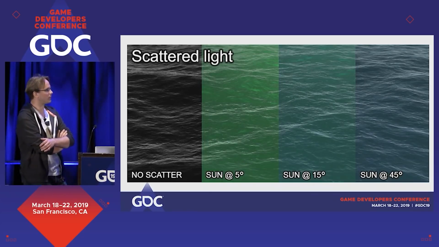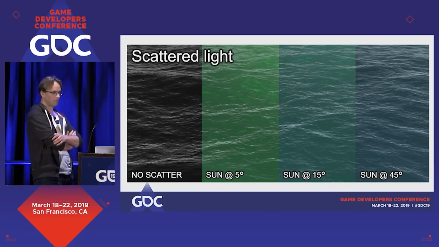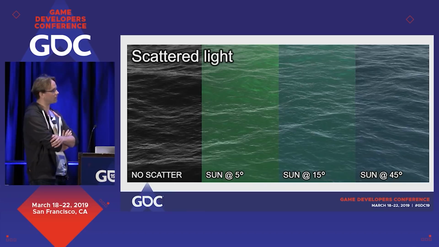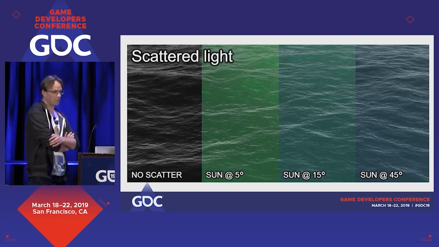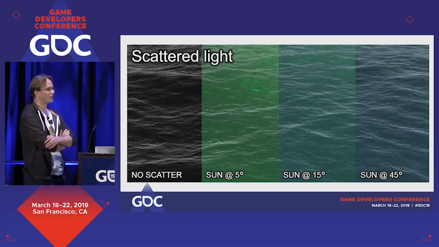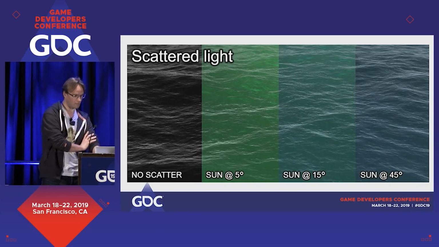On the left, you see no scatter at all. On the right, you see the scatter with the sun elevation of 5 degrees, then 15 degrees, and then 45 degrees. It's kind of nice, it's kind of cool, it gives nice pictures, and what's important is that scatter of the light in the water body is the thing that defines the color of the water surface. The turbidity, the algae, whatnot, everything that is in the water defines its color, and scatter is what defines its color.